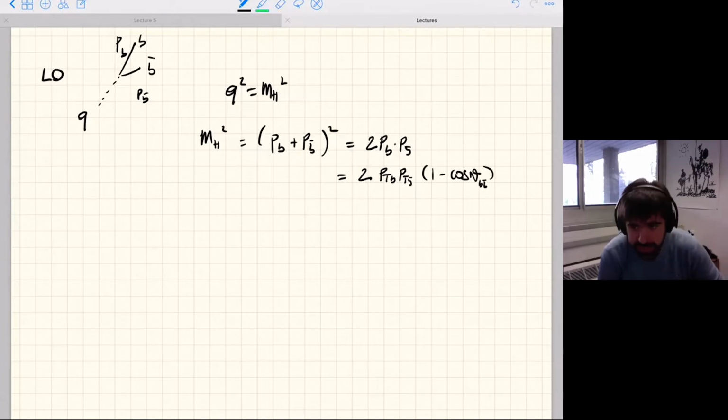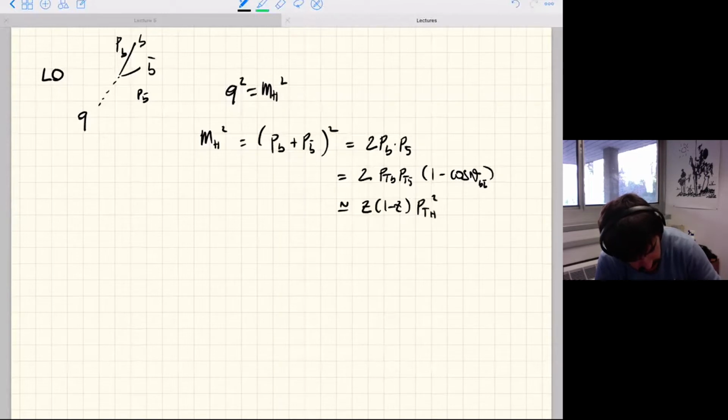So in the collinear limit, which is the one I'm interested in, if these guys are collimated, then I can write this roughly. So 1 minus cosine is roughly theta squared over 2. So this is roughly z (1 minus z) p_T of the Higgs squared times theta_bb bar squared, the opening angle.